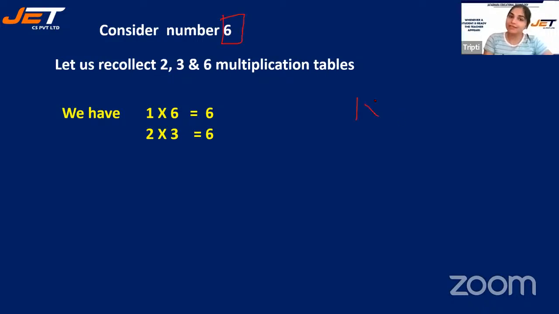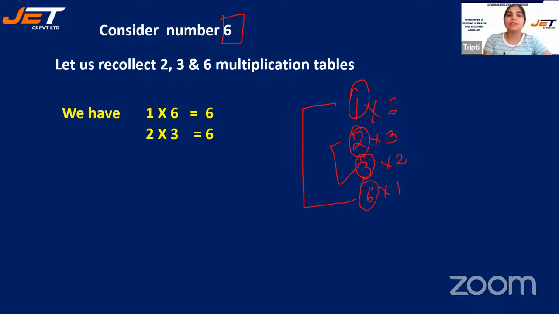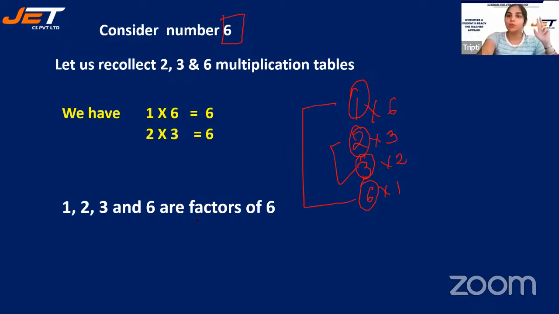I see number 6 in the times table of 1. 1 times 6 is 6. 2 times 3 is 6. 3 times 2 is 6, which is similar to 2 times 3. And 6 times 1 is 6, which is similar to 1 times 6. So I can see 1, 2, 3, and 6. These are the 4 factors of number 6. 1, 2, 3, 6 are 4 factors of number 6.